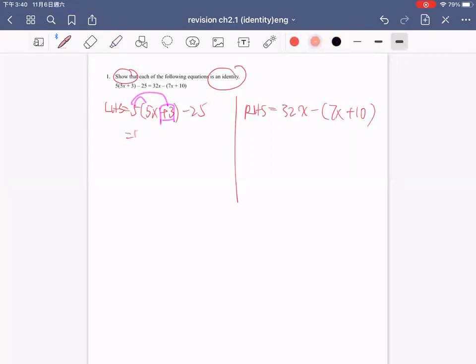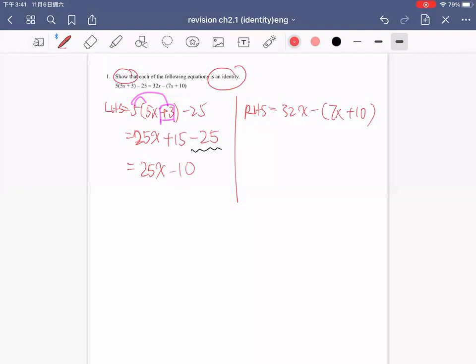Okay, so we have 25x plus 15 minus 25. Remember this, always remember, copy. Okay, copy all the terms or you will lose marks, of course, right? So now we have 25x, just 25x only, and 15 minus 25 gives you, of course you can use your calculator, negative 10, right?